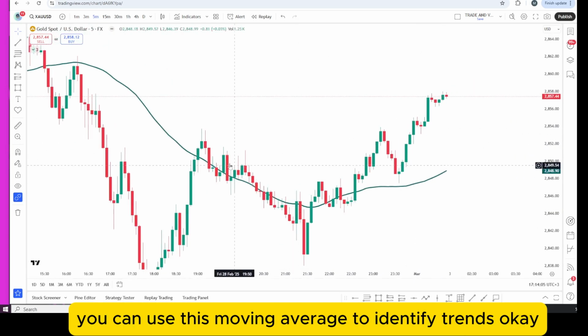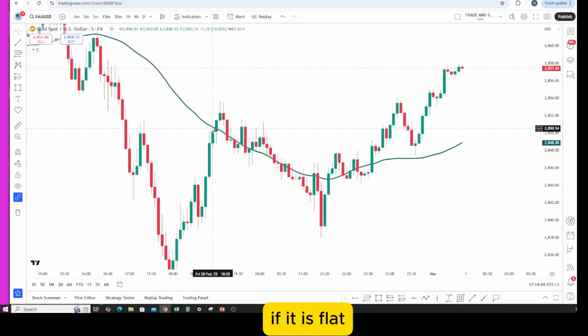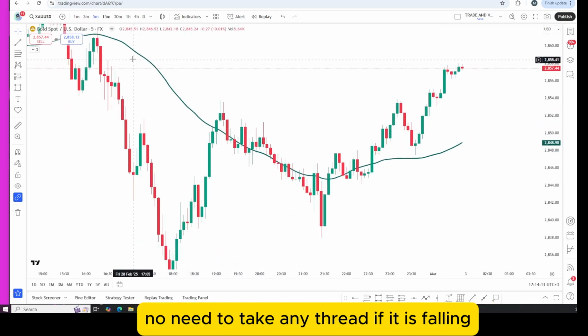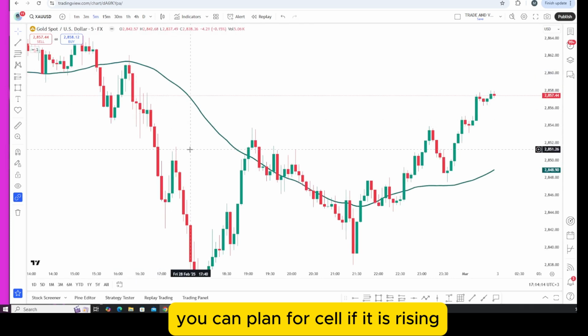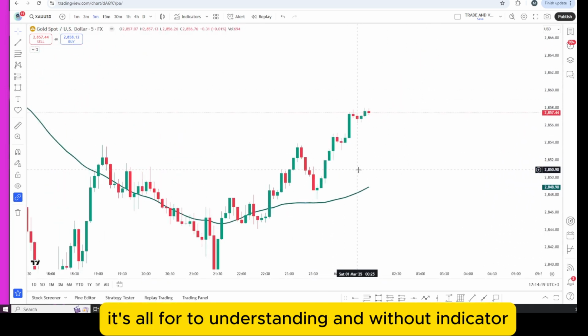Same like this, you can use this moving average to identify trends. If it is flat, no need to take any trade. If it is falling, you can plan for sell. If it is rising, you can plan for buy. This is all for understanding, and without an indicator you can trade.